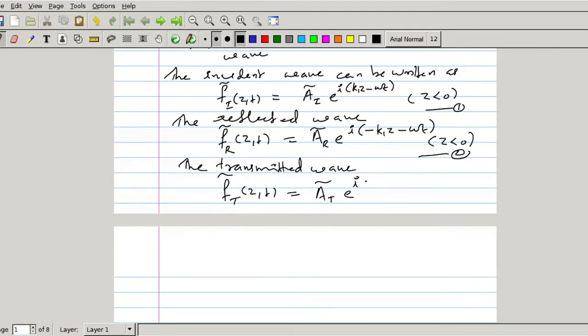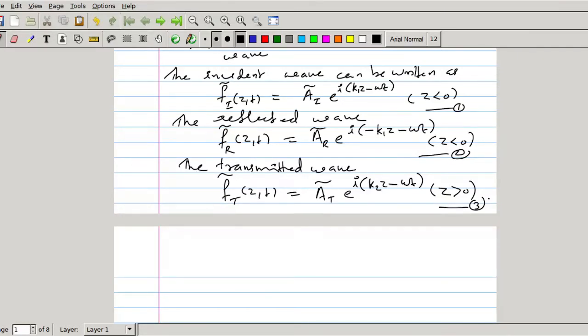For the transmitted wave, it is traveling through the second medium. So its velocity is v2 and in the second medium the wave vector is k2. So we can write i(k2 z minus omega t). This is for z greater than 0. So this equation I am taking as equation 3.